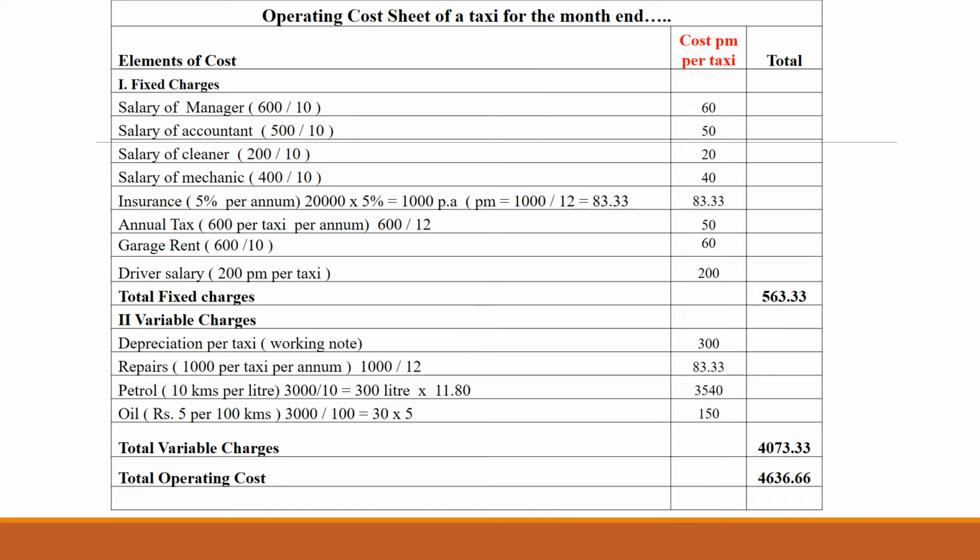So total variable charges is 4,073.33. Therefore total operating cost, fixed charges plus variable charges, is rupees 4,636.66.